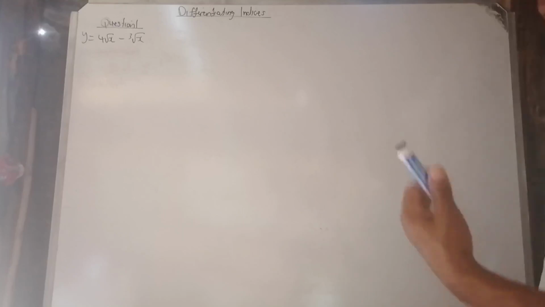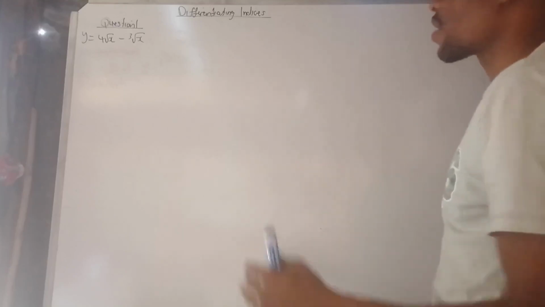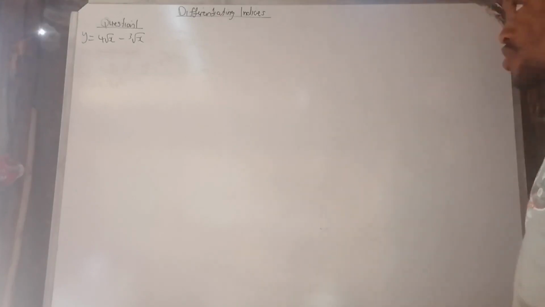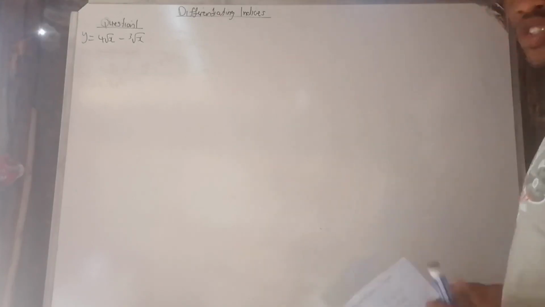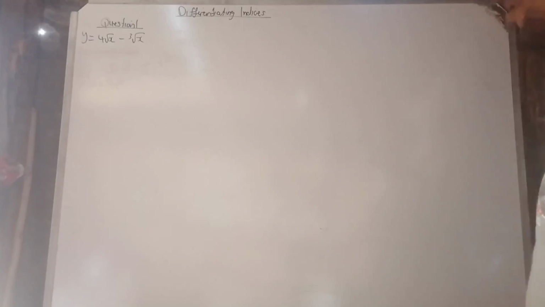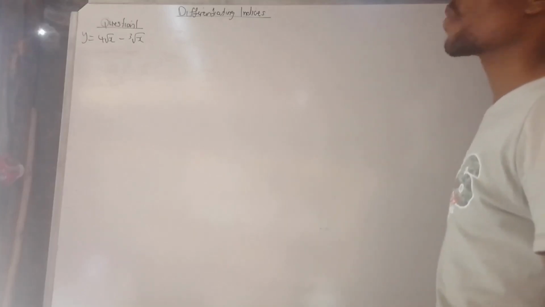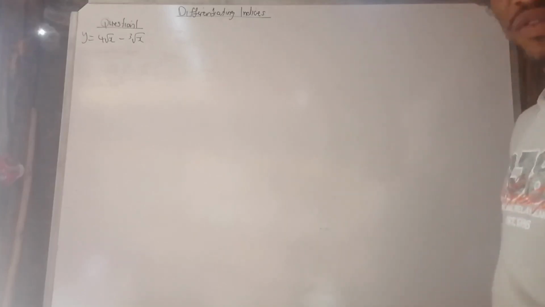I want us to try and look at differentiating the indices. We're mainly going to focus on grade 11, grade 12, differential calculus. So this is going to be a lengthy series, but it will be divided into question 1, 2, 3, and so on. I think for each question we will solve 5 problems, and we will see how they differ with one another. Now in question 1 we have y equals 4 root x minus the cube root of x.